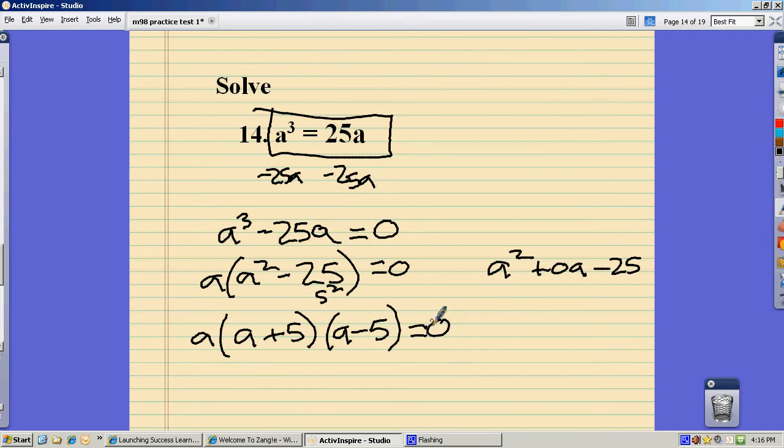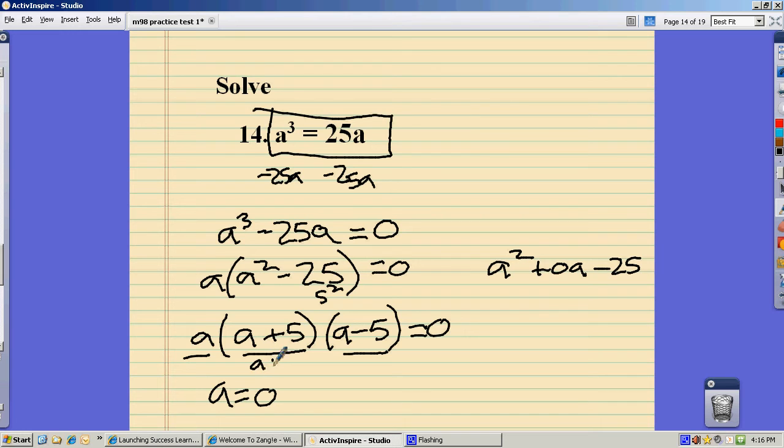equals 0. And now notice I have three things multiplied together to give me 0. I have this a, I have this a plus 5, and I have this a minus 5. All that, when multiplied together, give me a 0. So that means that either this thing could be a 0, so a could be 0. This thing could be a 0.